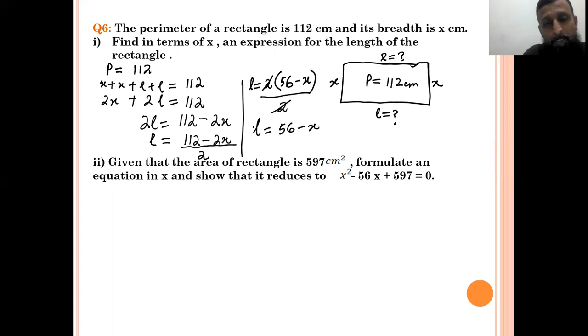All right, dear students, I hope this makes sense to you. What did they ask? They asked to find an expression in terms of x for the length of the rectangle. So I found the length of the rectangle as 56 minus x. I hope this makes sense to you, and here is the first answer.